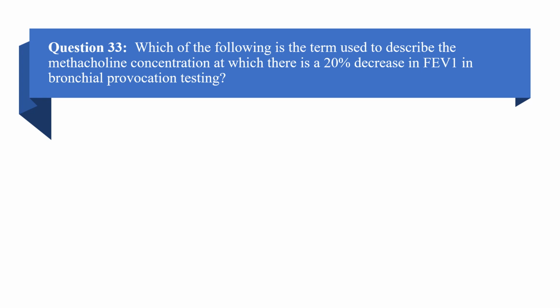So question 33 relates to that test. Which of the following is the term used to describe the methacholine concentration at which there is a 20% decrease in FEV1 in the bronchial provocation testing? So the methacholine challenge is also known as a bronchial provocation test. Let's look at the choices. A, FEV 20%. B, PC 20. C, MC 20. And D, FEV1-20. The correct answer is B, as in boy.